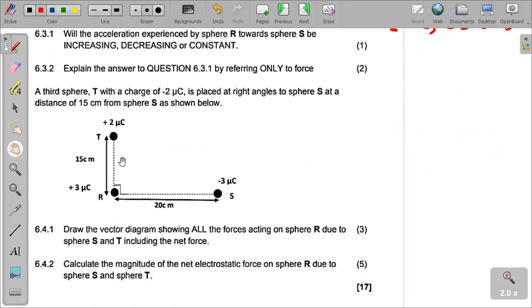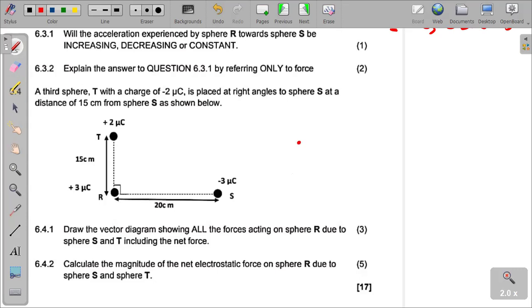A third sphere T with a charge of negative 2 microcoulomb is placed at right angles to the sphere S at a distance of 15 centimeters from sphere S as shown below. First question, draw the vector diagram showing all the forces acting on sphere R due to sphere S and T, including the net force. Right. We can draw it in this way.